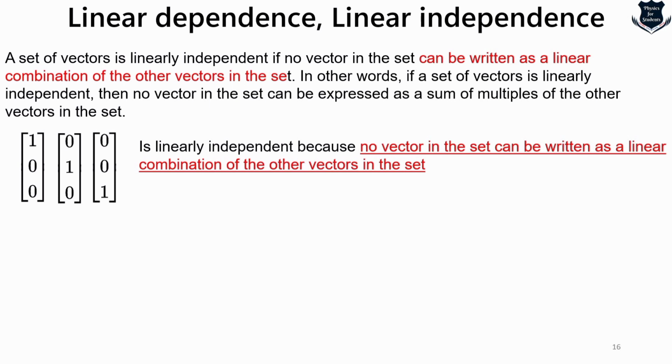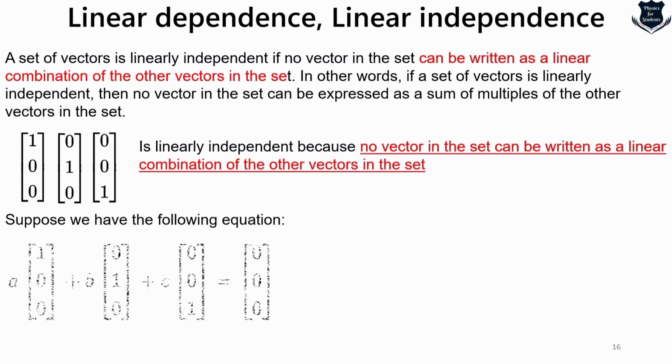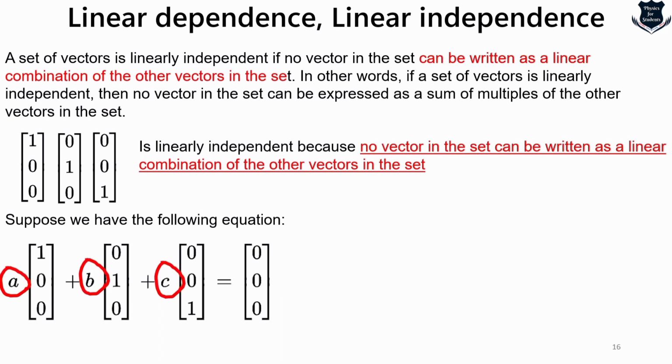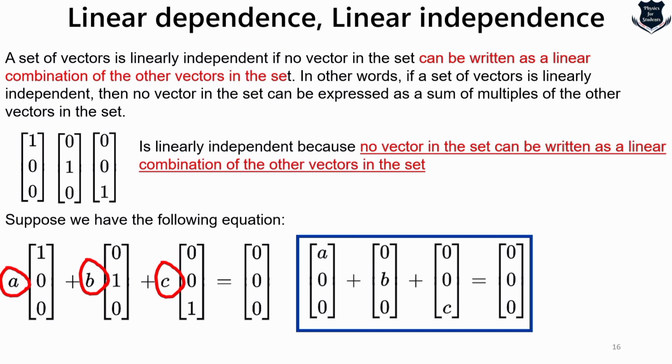Let me show you an example. Suppose we get an equation like this: A(1, 0, 0) + B(0, 1, 0) + C(0, 0, 1) equals (0, 0, 0). Here A, B and C are scalars. Now if we expand the left hand side of the equation, we get this: (A, 0, 0) plus (0, B, 0) plus (0, 0, C) equals (0, 0, 0).